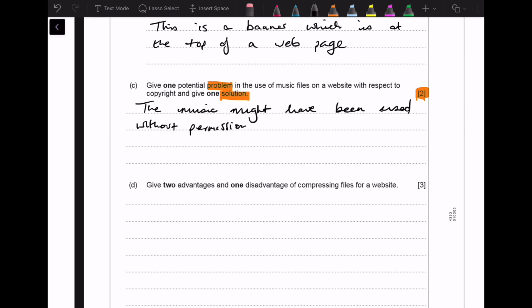What's the solution? Well, the solution is to pay the royalties or ask the artist for permission, or you could use copyright-free music. So I'm going to go with ask the artist for permission to use the music track.